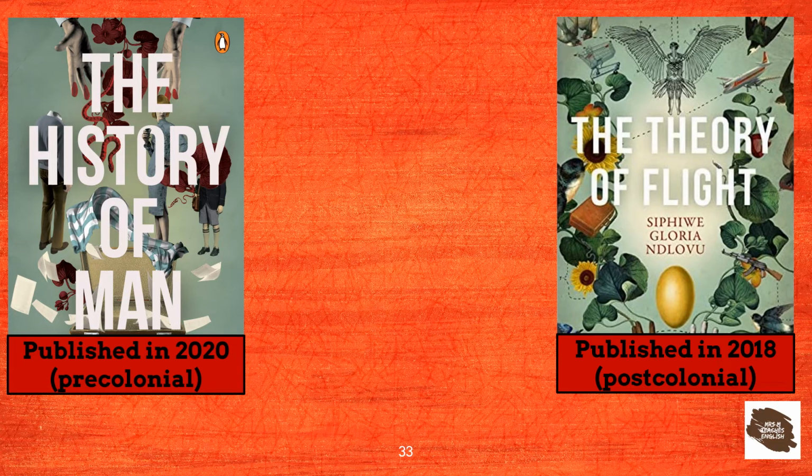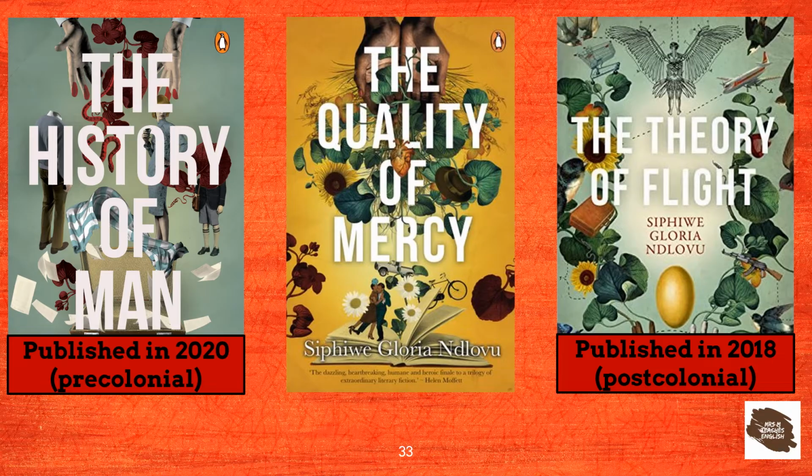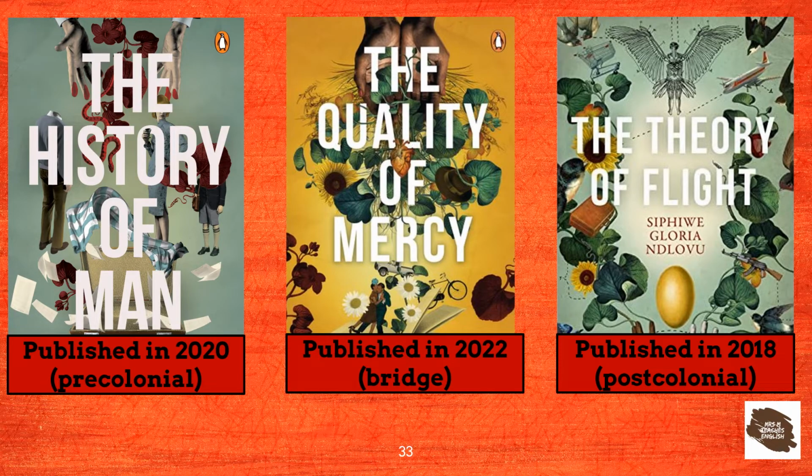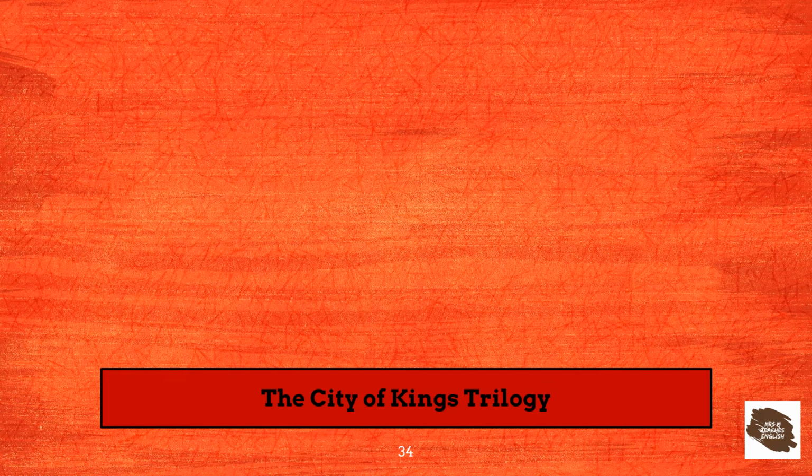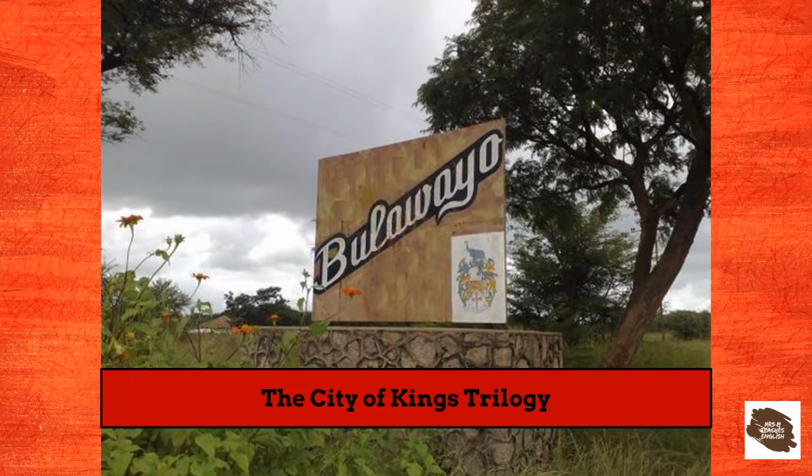The setting of the novel is the pre-colonial history of the unnamed Southern African country. In 2022, she published The Quality of Mercy, the novel which acts as a bridge between the pre- and post-colonial settings. The novels are now called the City of Kings trilogy. This is a reference to Bulawayo, the unnamed city that is the central setting of all 3 novels.